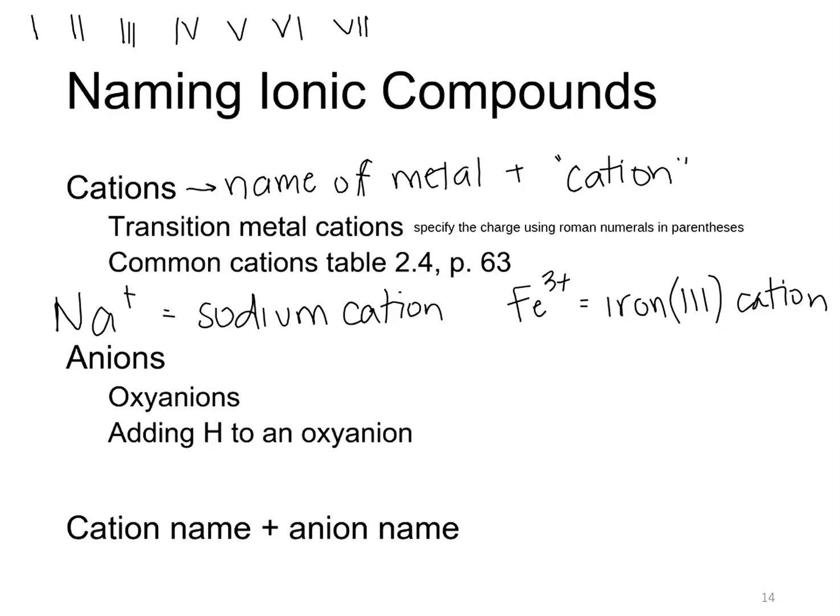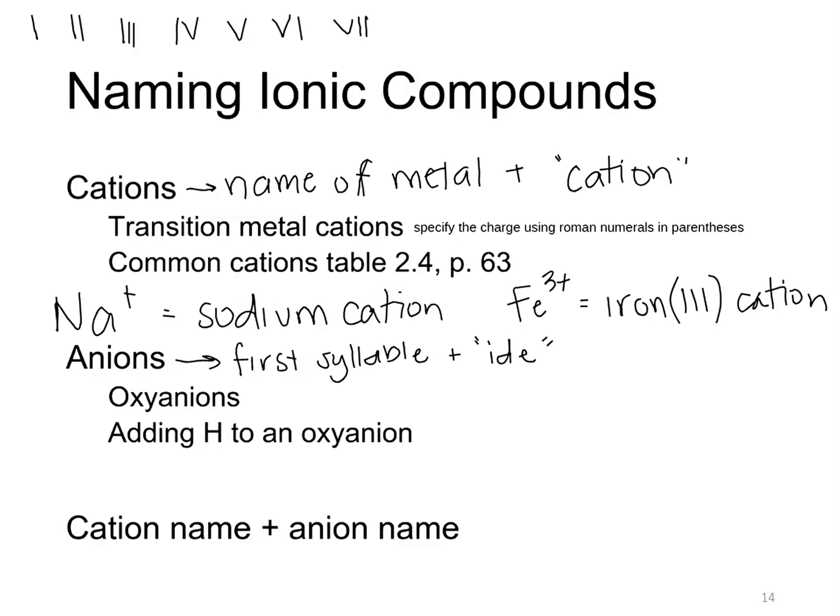As for anions, things are a little more complicated. For monatomic anions, monatomic meaning that there's just one element, we just change the ending to "ide." So it's usually the first syllable plus "ide." So oxygen becomes oxide, nitrogen becomes nitride, etc.